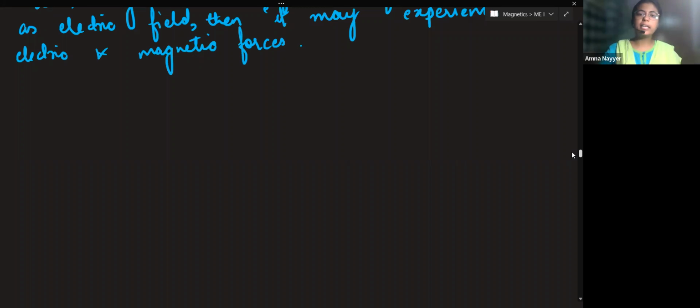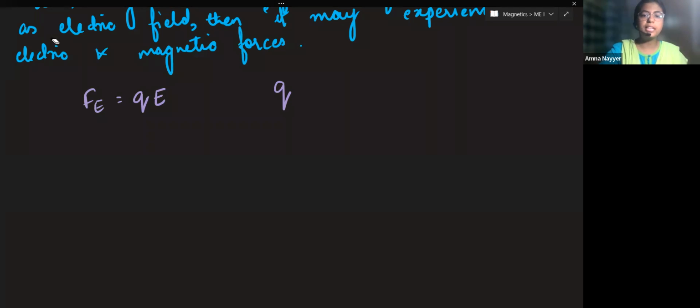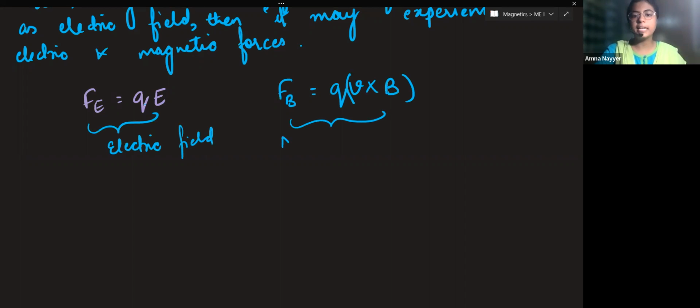Fine. So electric field is what? Forget magnetics right now. Just recall your electrostatics. In electrostatics, electric field is present, a charged particle is moving. So electric force becomes charge multiplied by electric field, F = qE. And yesterday, when magnetic field existed, what was the formula that we had seen? F = q(v × B). These were the two formulas that we had seen. This one is only for electric field, and this is only for magnetic field.